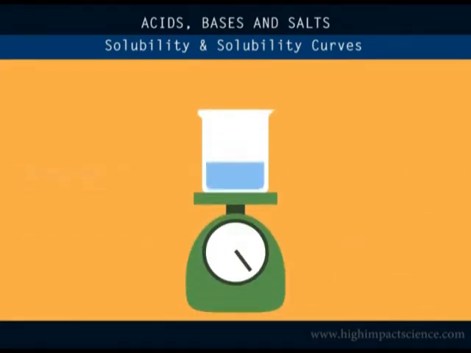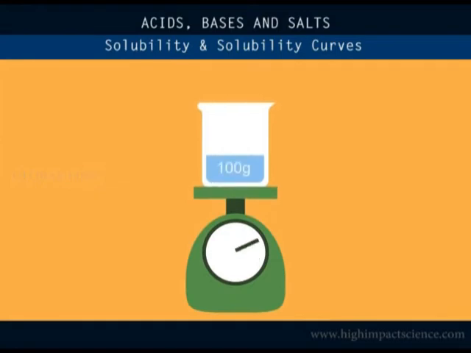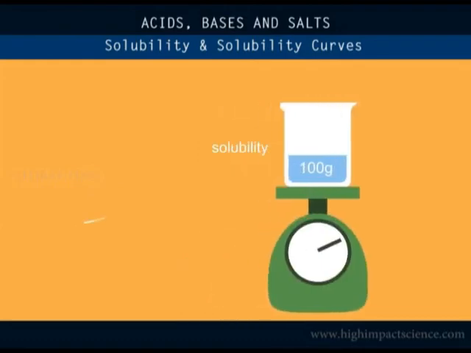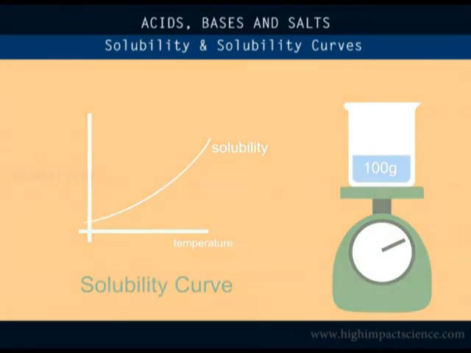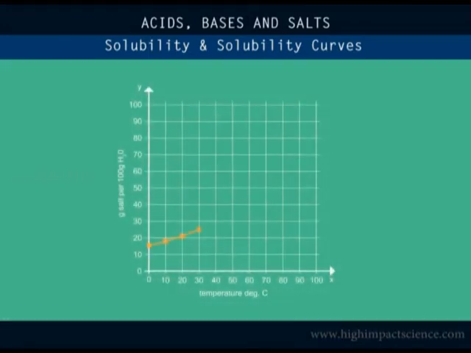We can measure how much of a given salt can dissolve in 100 grams of water at a certain temperature. Then we plot solubility as a function of temperature to give a solubility curve. Here are solubility curves for copper-2 sulfate and potassium sulfate. We can see that for all temperatures, copper-2 sulfate is more soluble than potassium sulfate.